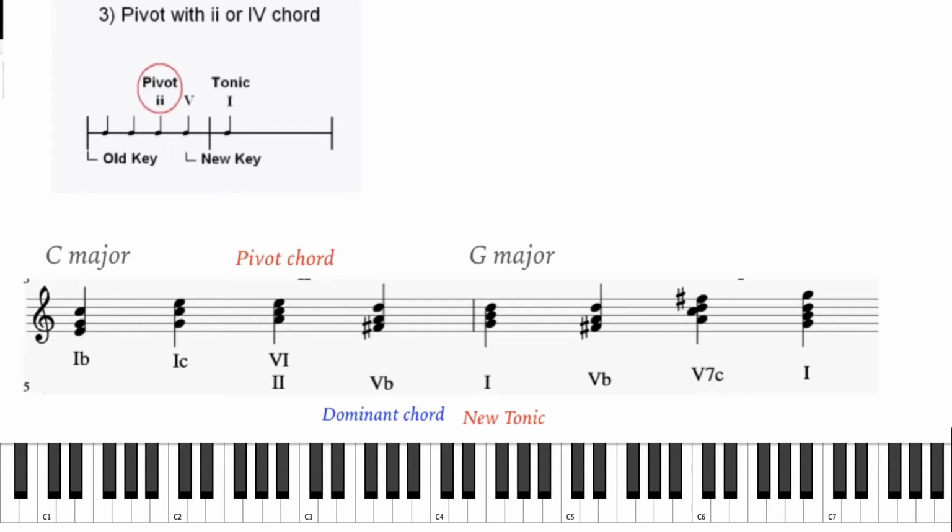Both of them are exactly the same for both keys, but they have different functions, right? And after this pivot chord, you need to put the dominant chord for the new key, and then you do a nice resolution, and your modulation is done. Very easy. Let's listen to this example. C major, pivot chord, dominant, tonic, dominant, and we are in G major.